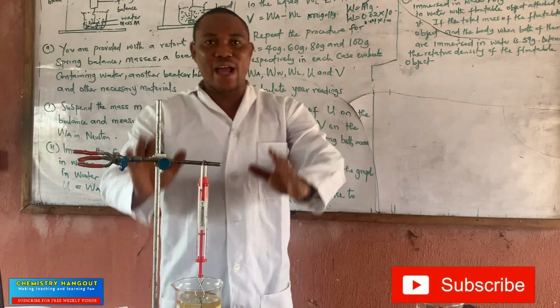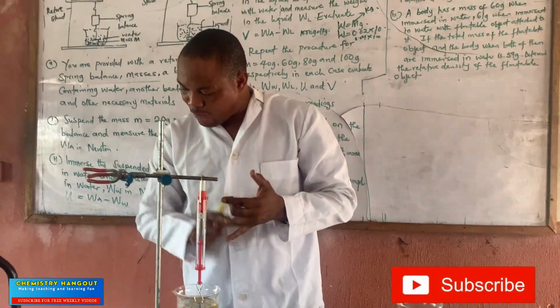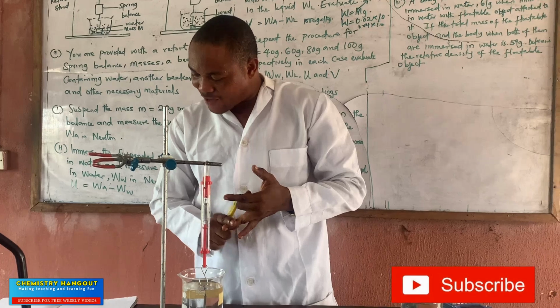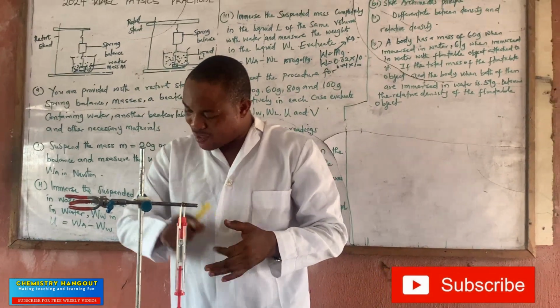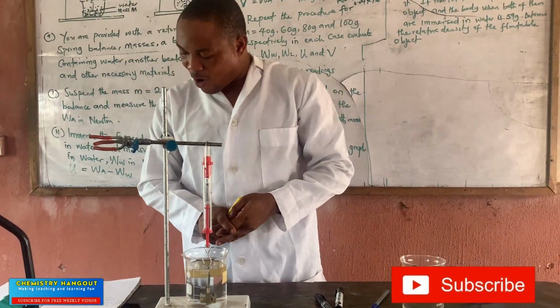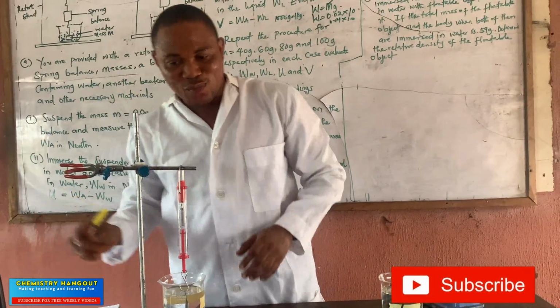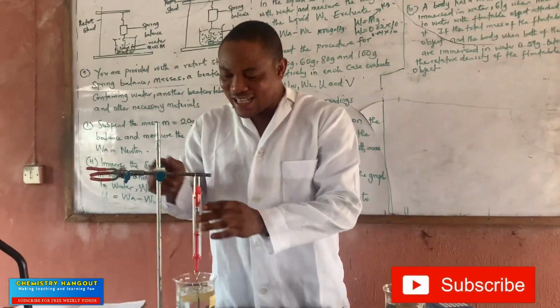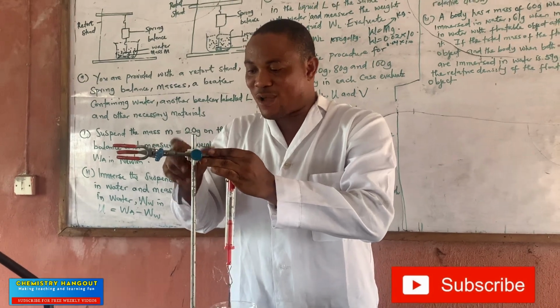So we are getting our weight in water for 20 gram, we got 0.170. For 40 gram, we got 0.350. For 60 gram, we got 0.540. For 80 gram, we got 0.725. And for 100 gram, we got 0.900. I want to believe we are still together. So that is that for water.